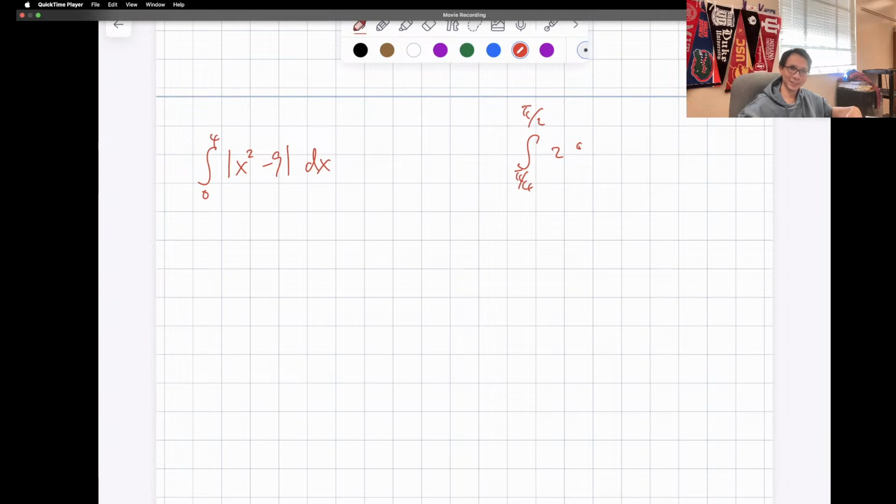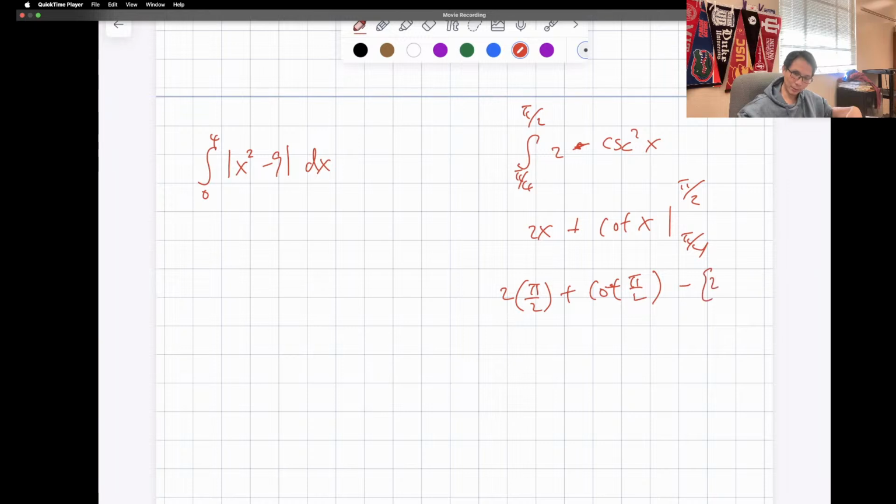What'd you say? Okay, so 2 minus cosecant square of x. The integration of that is going to be 2x, and the integration of cosecant squared is going to be cotangent of x. So it's going to be plus, between pi over 2 and pi over 4. So it'll be 2 times pi over 2 plus cotangent of pi over 2, minus bracket 2 times pi over 4 minus cotangent of pi over 4.